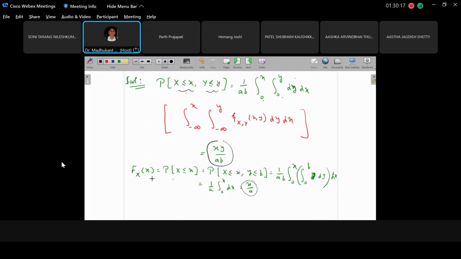Now, can you also verify that this fx of x, all the steps are written here? Can you verify all the steps are correct here, that marginal CDF? Yes, sir. So similarly, you can also verify that this fy of y is equal to y upon b. So from the discussion above, you have fxy of x comma y equals fx of x into fy of y. So this also identifies that both x and y are independent.